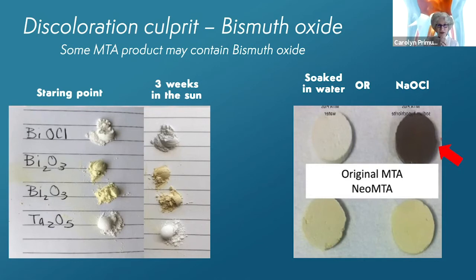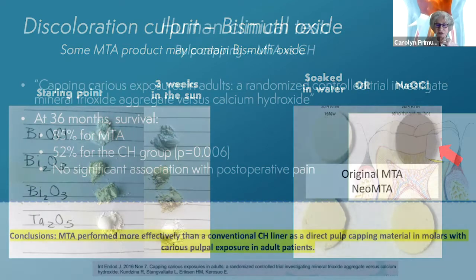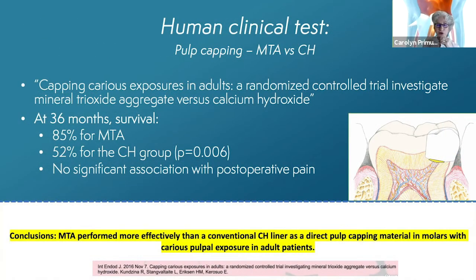So let's talk about the next attribute that you may be interested in, and that was about biocompatibility. And the highest level of biocompatibility is a human clinical test. There are quite a few tests that have been done and that are really very nice, especially with primary teeth. But this is one for adults. It was an RCT, and it was a comparison with calcium hydroxide. And the MTA was better than the calcium hydroxide in this pulp capping indication that's diagrammed here. And why might that be?